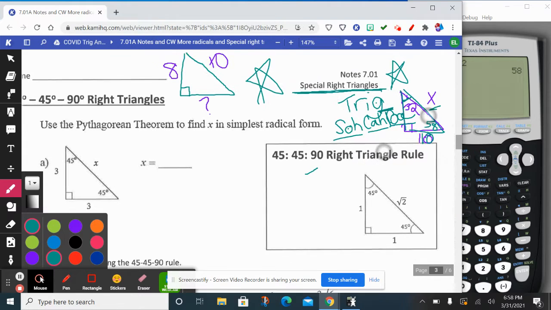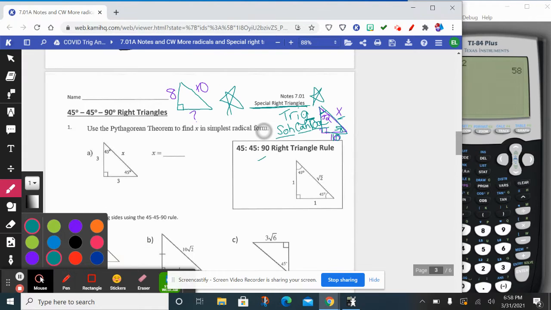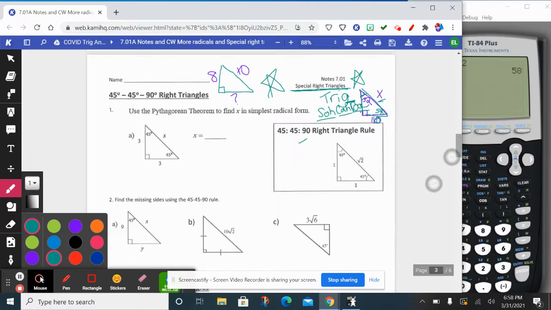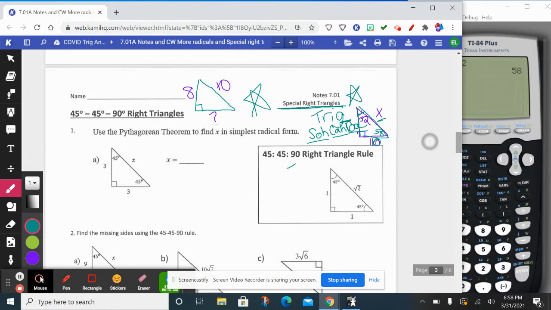All right. But today we have two special cases, the 45, 45, 90 right triangle and the 30, 60, 90 right triangle, which is down at the bottom of the page there. Okay. How the rule works is if you are given 45, 45, 90, making it an isosceles right triangle, it's kind of the end of the last notes there. If this is an isosceles right triangle, then the rule goes like this.